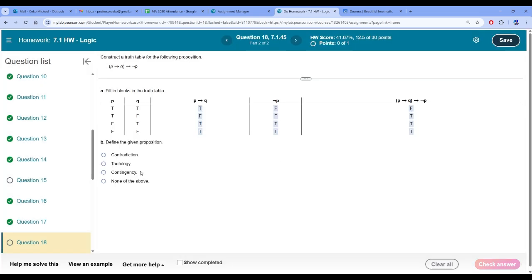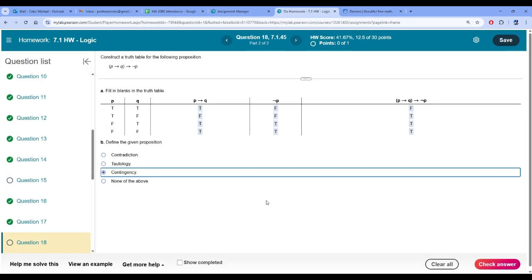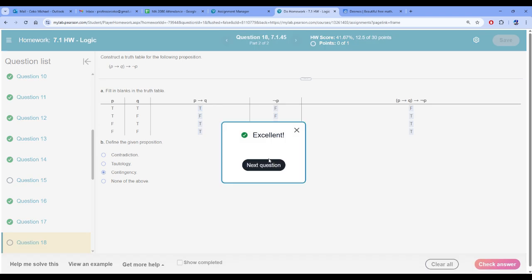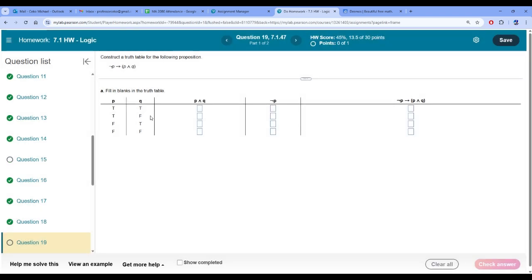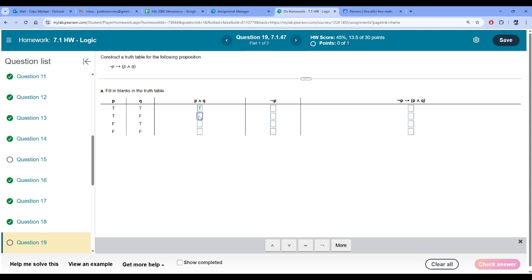Contingency. Fill in the blanks. P and Q are both true. They're both false. This is false. This is true. Not P would be false, false, true, true. And then not P implies that. So this one is going to be true, true, false, and true.